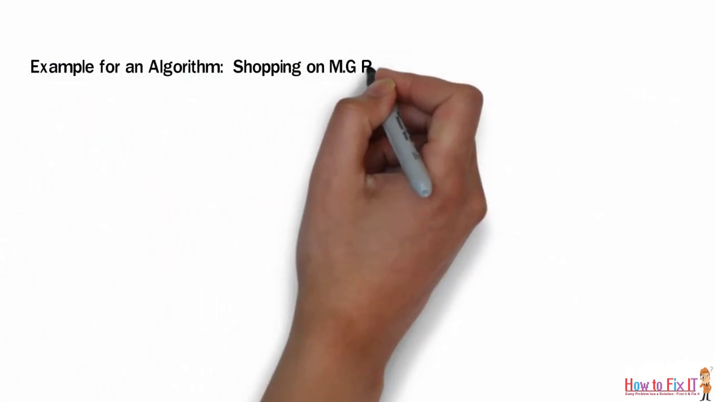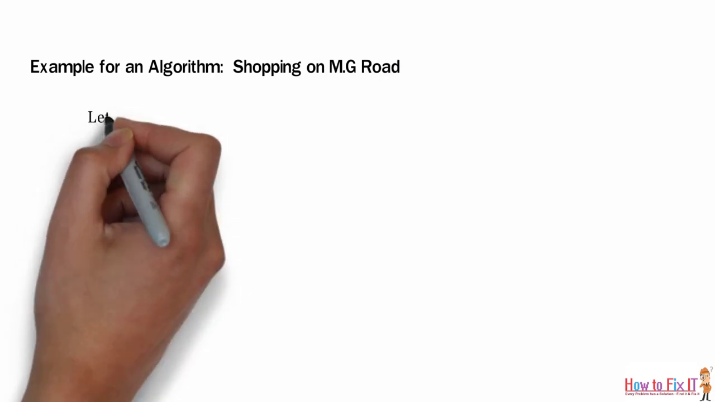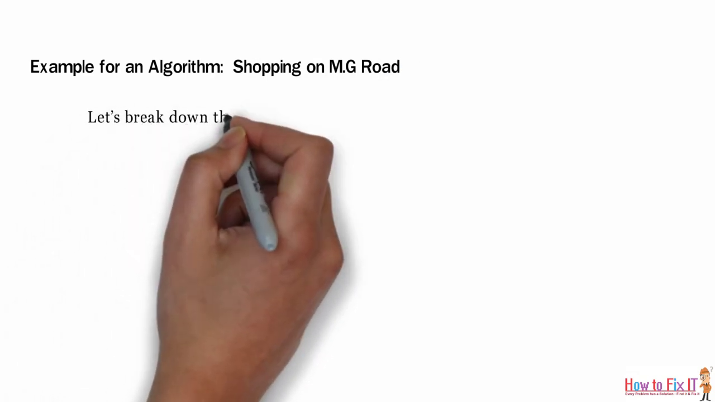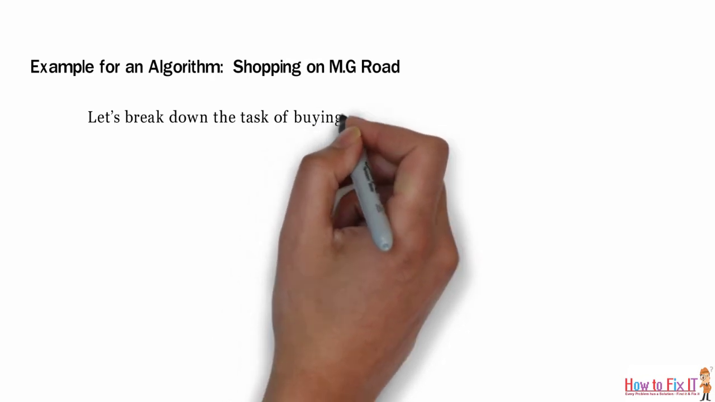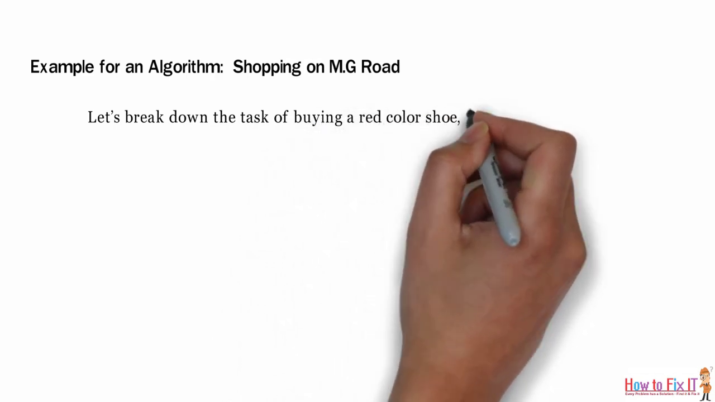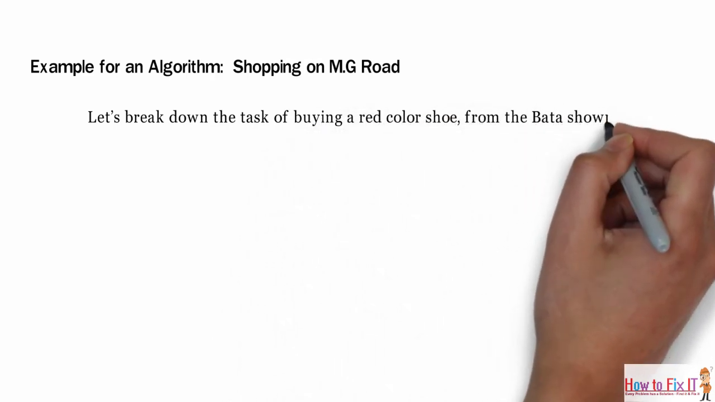Here, the problem is we need to write an algorithm for shopping on MG Road to buy shoes at the Bata Showroom. Let's write an algorithm. First, we need to break down the task into steps.